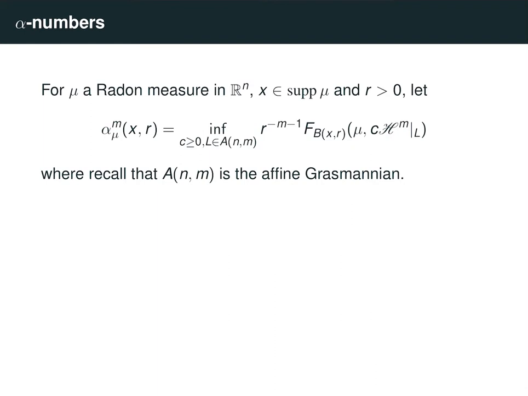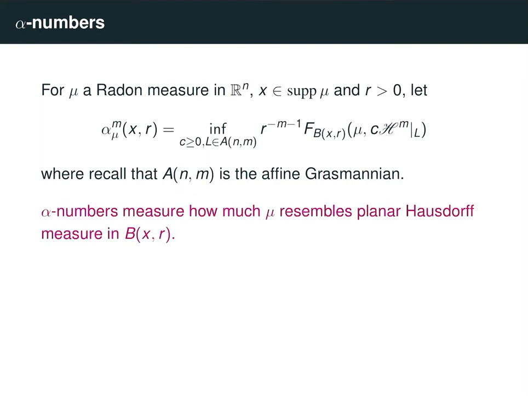So recall that an m-dimensional affine plane is just an m-dimensional plane that may or may not pass through the origin. So the alpha numbers quantify how closely a measure mu resembles an affine measure in some given ball. In other words, how close it is to being a multiple of Lebesgue measure along some m-dimensional affine plane.